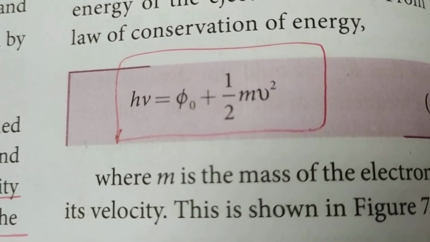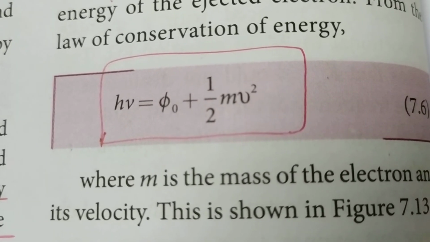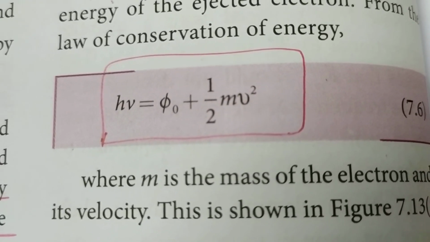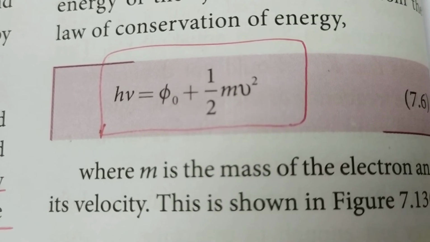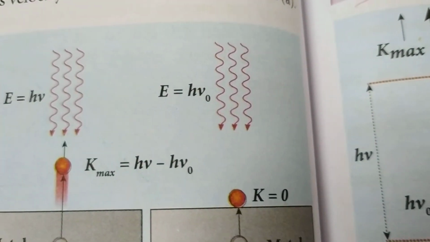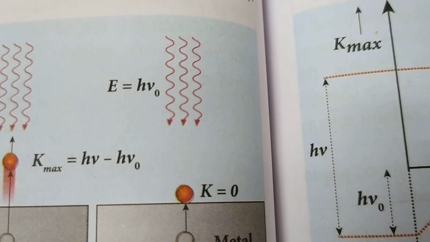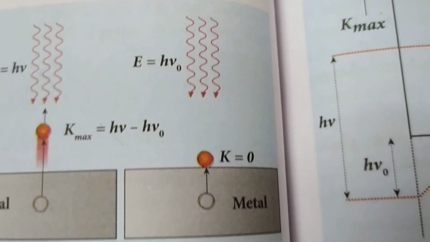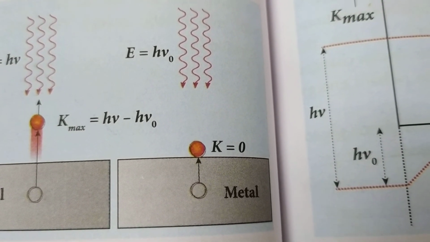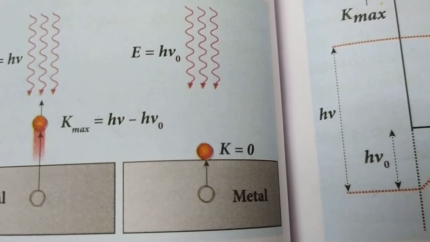h nu is equal to phi naught plus half m v square. This phi naught is the work function, that is, the minimum amount of energy required to release the electron, and half m v square is the kinetic energy. This is a very important equation: h nu is equal to phi naught plus half m v square. Suppose the energy E is equal to h nu naught, where nu naught is the threshold frequency, the lowest frequency, then the kinetic energy almost becomes zero, because below the threshold frequency the emission of electrons is not possible. Here nu is the frequency and nu naught is the threshold frequency.